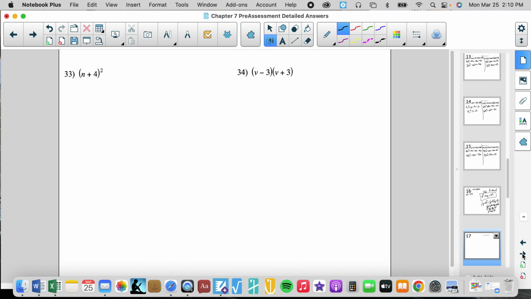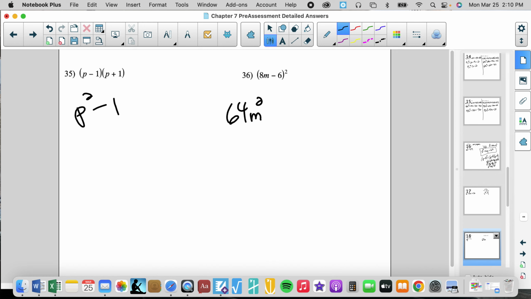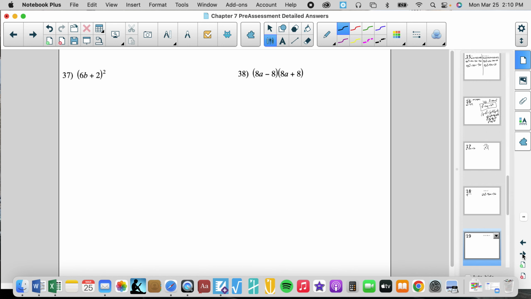Either way you want to do that, I'm going to multiply and double, which is 8n, and then I'm going to square my last. These are conjugates, so I'm going to multiply my first and my lasts. Much easier to do that. If we recognize the problem, it's a whole lot easier. 64m squared. 6 times 8 is 48, negative 48. Negative 48 doubled is negative 96m. And then we're going to square negative 6, which is positive 36. That's going to be a whole lot easier.